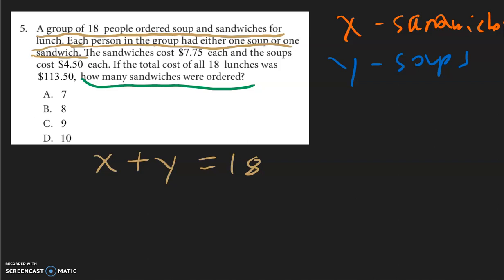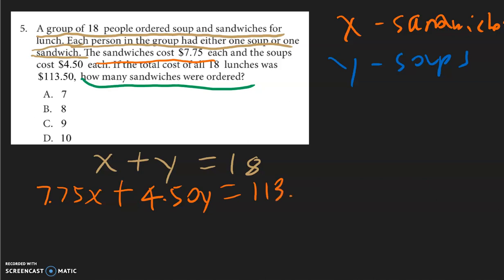Okay, and our next sentence tells us that the sandwiches are $7.75. So $7.75 multiplied by how many sandwiches were ordered plus $4.50 multiplied by how many soups were ordered, so y, is equal to a total of $113.50.